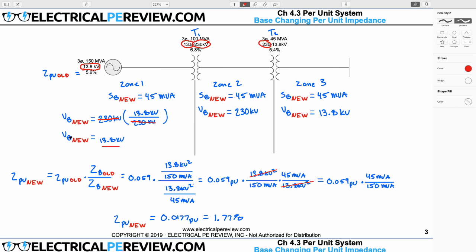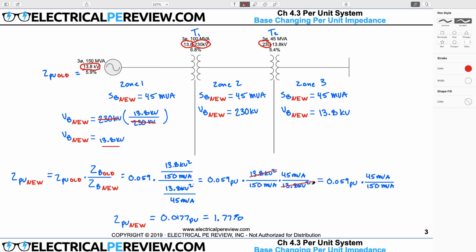Otherwise, remember when we calculated our new base voltage in zone 1? If these were any different, right, instead of having 230 on top, 230 on bottom, we would have had a slightly different number and they wouldn't have canceled, okay? That means when we carried out the long form of our per unit base change for that impedance, we wouldn't have had a perfect term on top equaling the same term on bottom, right? This wouldn't have canceled, so we wouldn't have been able to use that shortcut.